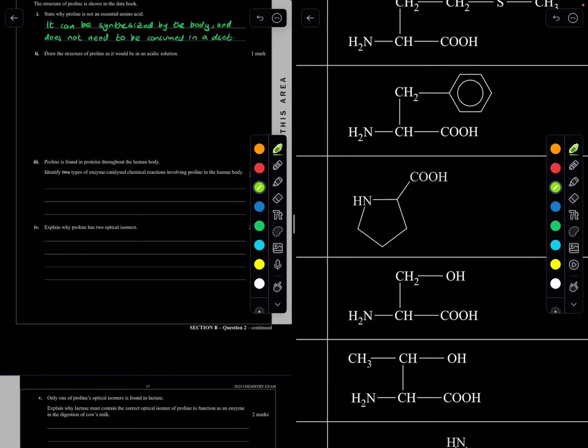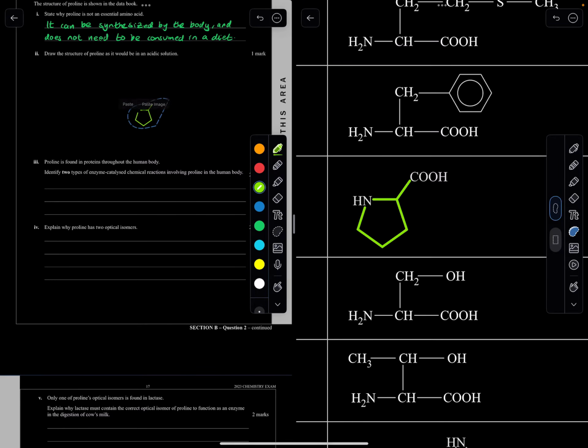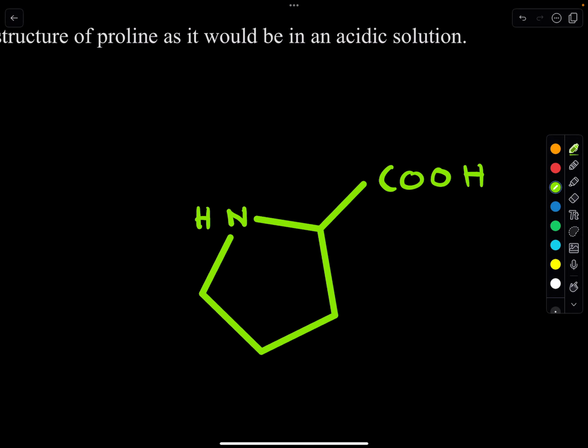I'm just going to draw this on it, and I'm going to copy and paste it. It's like a nice structure, you can see it. Just like that. Like this, okay. Copy, paste. There it is. Okay, let me make this bigger. So what do we have? Of course, we have the COOH here, and we have the NH group. All right, that's what proline basically looks like.